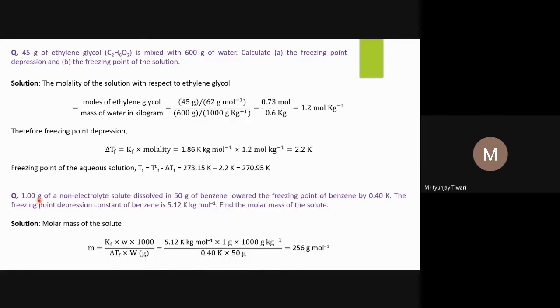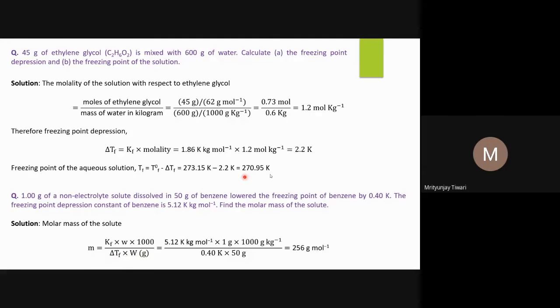And what is the mass of the solute? 1.00 gram of non-electrolyte solute. So 1 gram into 1000. And what is this 1000? Gram per kilogram, because this 1000 we have used to convert the weight, which was in gram, into kilogram. This is 1000 gram per kilogram. With the unit we can write, divided by delta Tf.